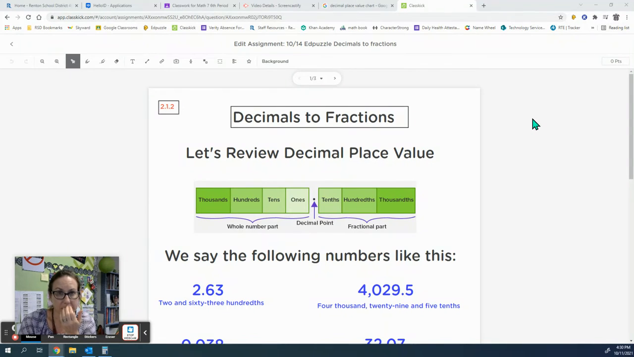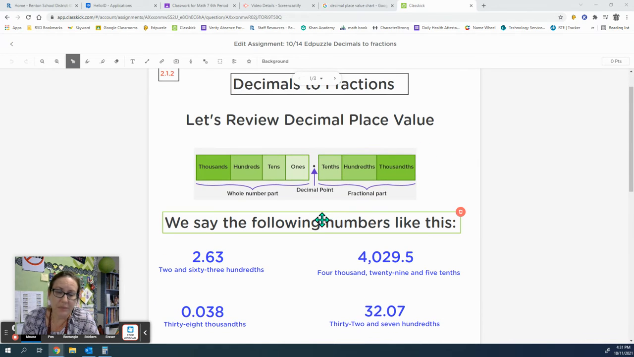Hi guys, so this is an Edpuzzle for Thursday, October 14th, and we are going to be doing lesson 2.1.2 in the book, and it has to do with basically changing decimals into fractions. So let's review decimal place value first, really quick.